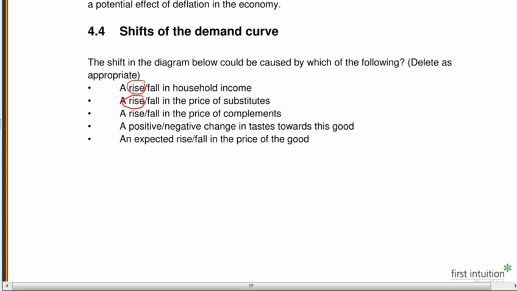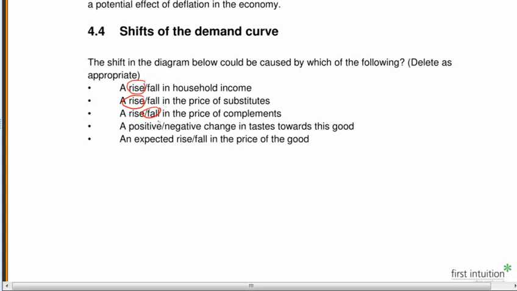Yeah, if there's an increase in the price of a substitute, we will buy less of the substitute and we'll buy more of this. So what would need to happen to the price of a complement? Well, it would be the opposite, wouldn't it? If there's a fall in the price of a complement, we will buy more of the complement and therefore we'll buy more of this one as well.